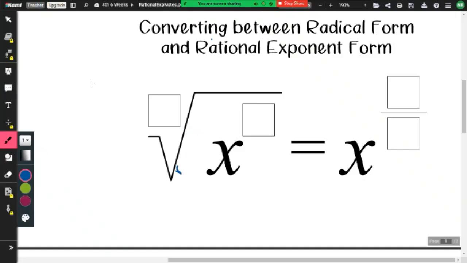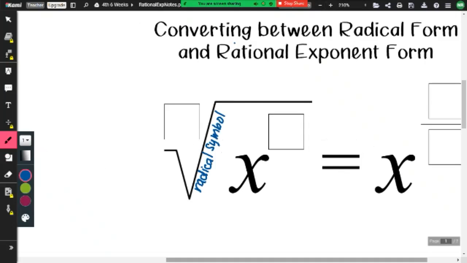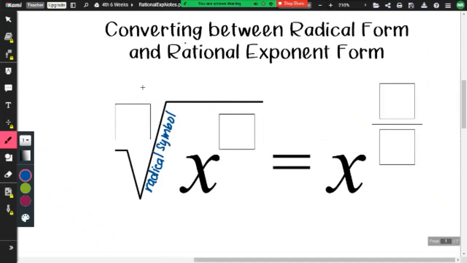So the technical term is that this is your radical symbol. Now, what's inside the radical symbol is something you should already know. This X right here is considered our what? What part of the power? This is our base.